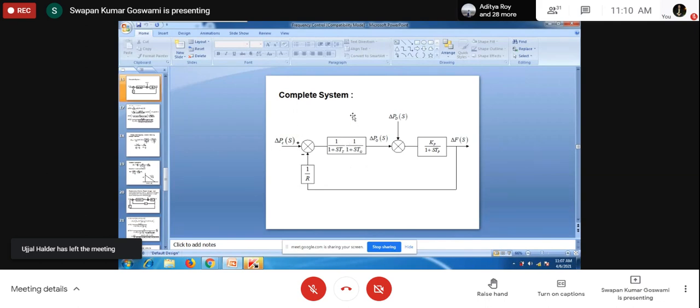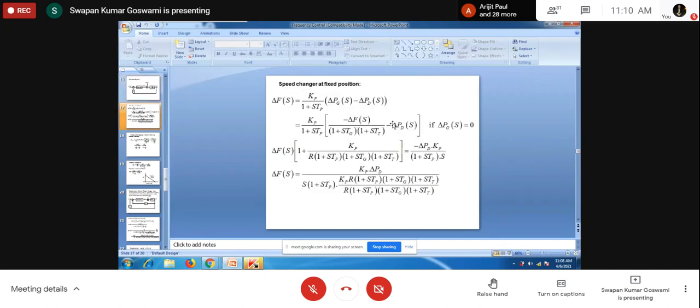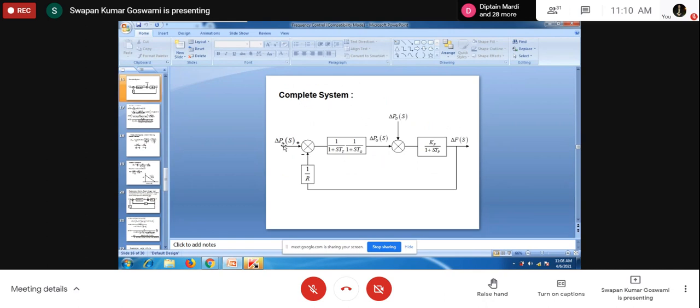Let us obtain the value of del f, how the frequency changes if the load demand is varied. So for the time being, let us assume that the speed changer is kept at a fixed position. That means we are not giving any input to the speed changer. No external input is given. There are changes in demand, and in response to that, frequency will vary.